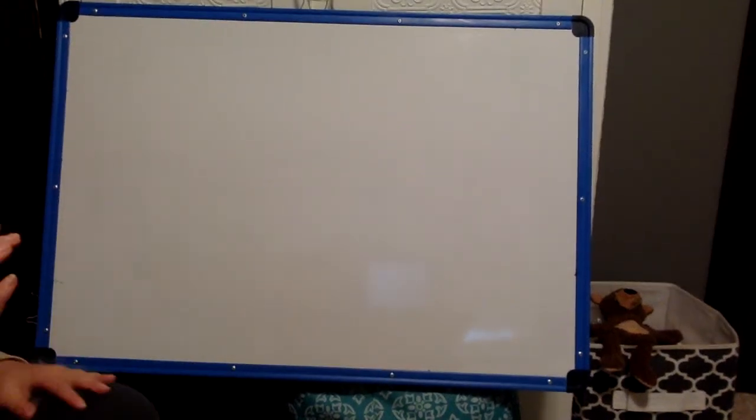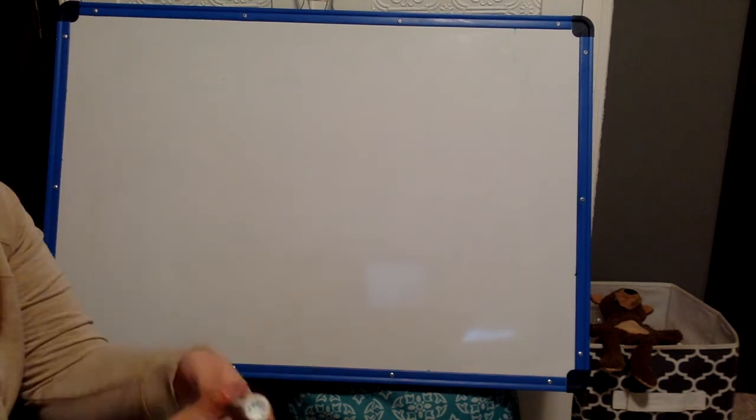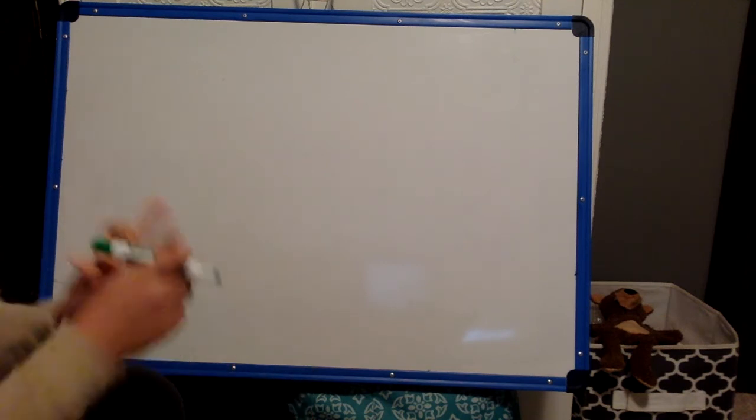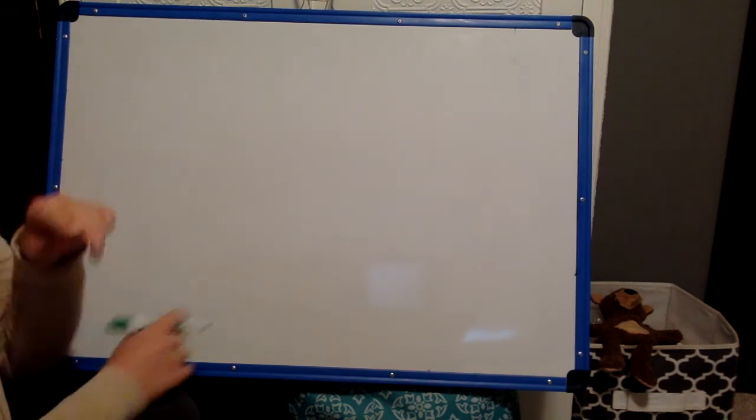Hello. We're back at math. We are talking about perimeter. So last time I told you there were two things we were learning about. We're going to be learning about area and perimeter.